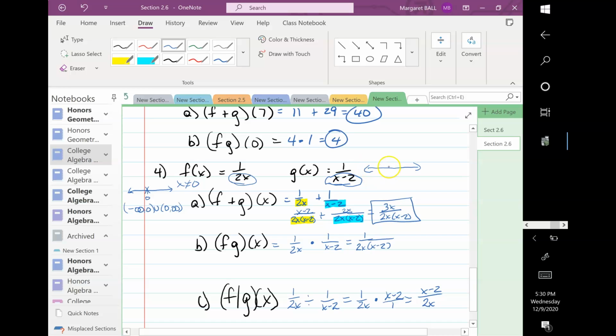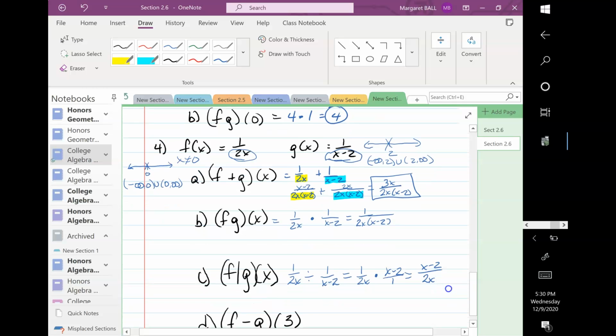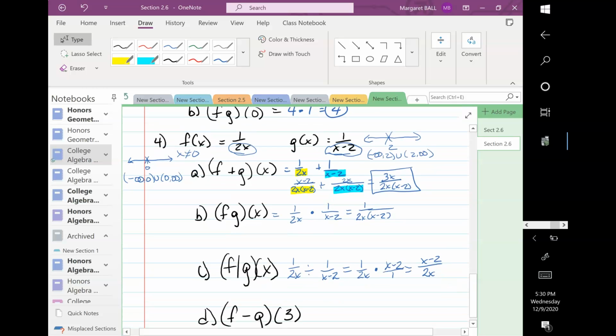Sometimes it's easier to look at it on a number line. That's why I'm doing that. It can be anything but 2. So it goes from negative infinity to 2 and union with from 2 to infinity. Okay, now to get the division domain, we have to look at the intersection of those two domains.